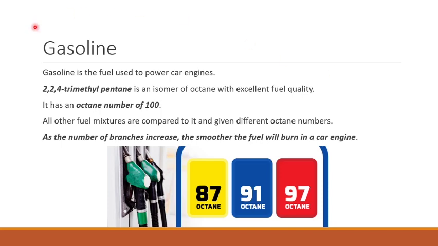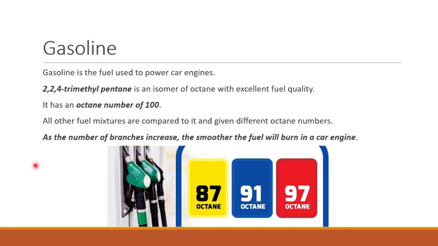Finally, gasoline. Gasoline is the fuel used to power car engines. So the fuel which we put in our cars is called gasoline. Now, if you look at any gas station, we have different types of gasoline. We have 98 octane, we have 95 octane, we have 91 octane, and we have 87 octane. What are these numbers? It is actually a measurement of the quality of the fuel.